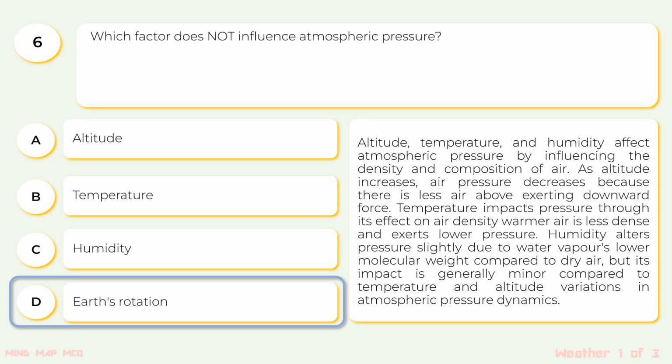As altitude increases, air pressure decreases because there is less air above exerting downward force. Temperature impacts pressure through its effect on air density. Warmer air is less dense and exerts lower pressure. Humidity alters pressure slightly due to water vapor's lower molecular weight compared to dry air, but its impact is generally minor compared to temperature and altitude variation in atmospheric pressure dynamics.